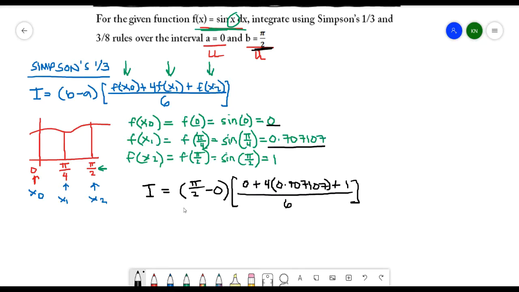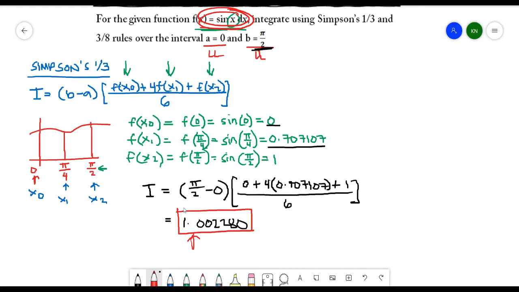Now, if you try to calculate this one, this is equivalent to 1.002280. So this is now the result of the integration using Simpson's rule. Again, if you try to check your answer, this is approximately equivalent to the result of sine x when integrated in a conventional way.